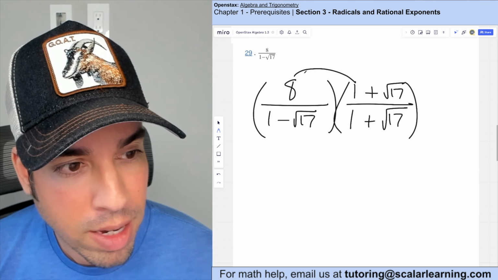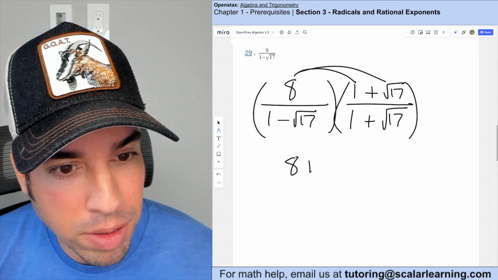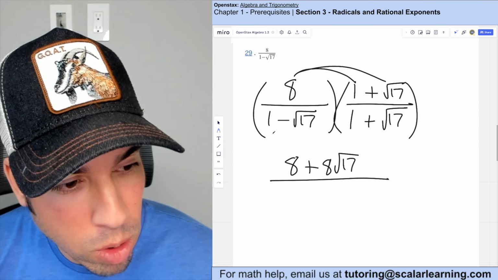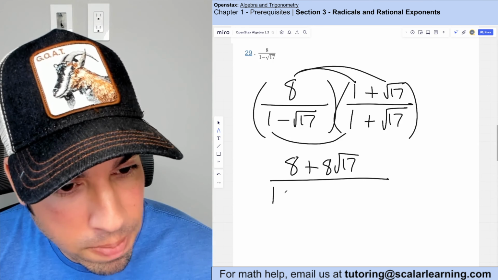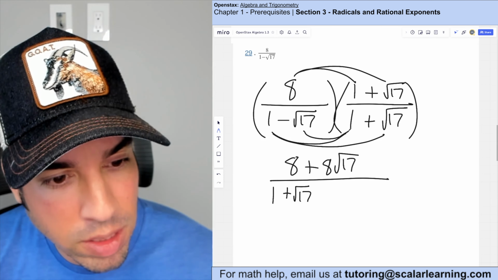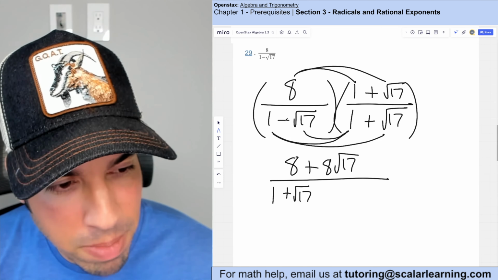Now I'm going to multiply and distribute, and I get 8 plus 8 square root of 17 on top. On the bottom, we're going to FOIL. I've got 1 times 1, which is 1. 1 times square root of 17, which is square root of 17. Negative square root of 17 times 1. Again, that minus sticks to it. So that gives us a negative rad 17.